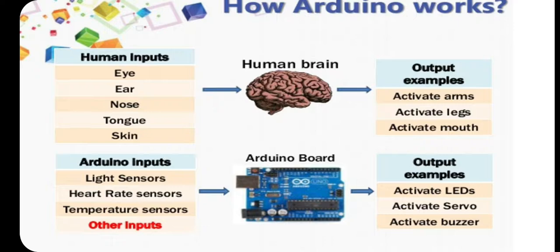In a similar way, the Arduino board also works, but here the inputs can be a light sensor, heart rate sensor, temperature sensor, humidity sensor, smoke sensor, anything. So these are the Arduino inputs. And outputs can be to activate an LED, activate a servo motor, activate a buzzer, or any other actuator. So this is the similarity between the human brain and Arduino. I think the things are more clear to you.